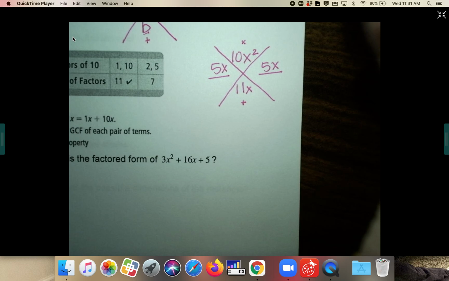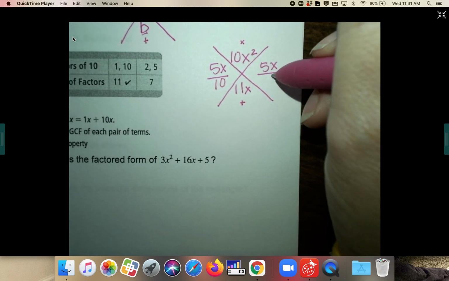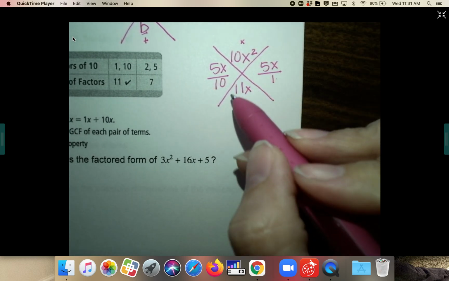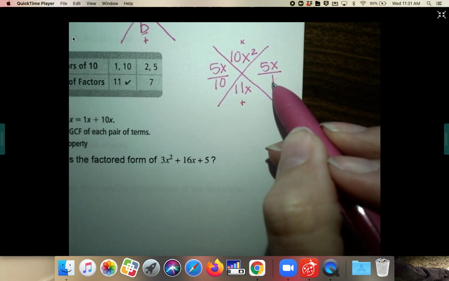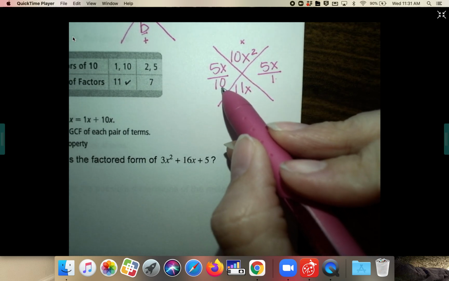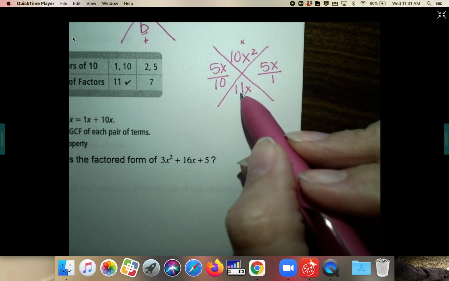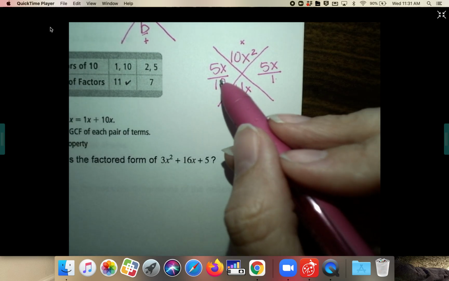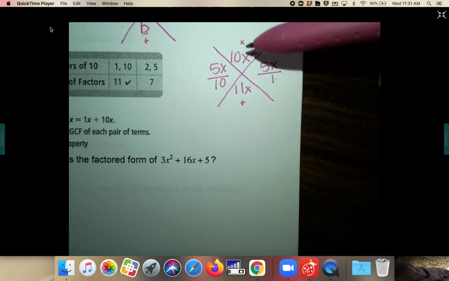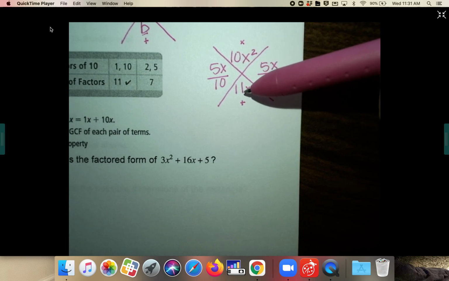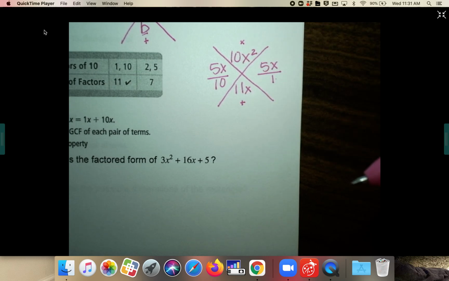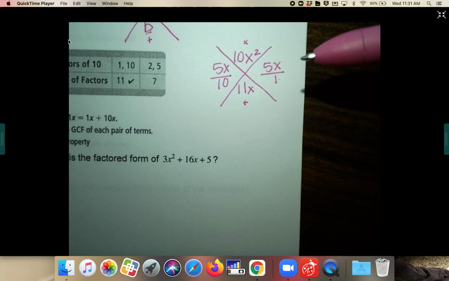So I want you to understand that 10 and 1 go on the denominator because 10 times 1 is 10, and 10 plus 1 is 11. So how we determined what goes on the bottom is we see what multiplied to get this number and what added to get this number. Okay, I hope that makes sense. We're almost done, I promise.